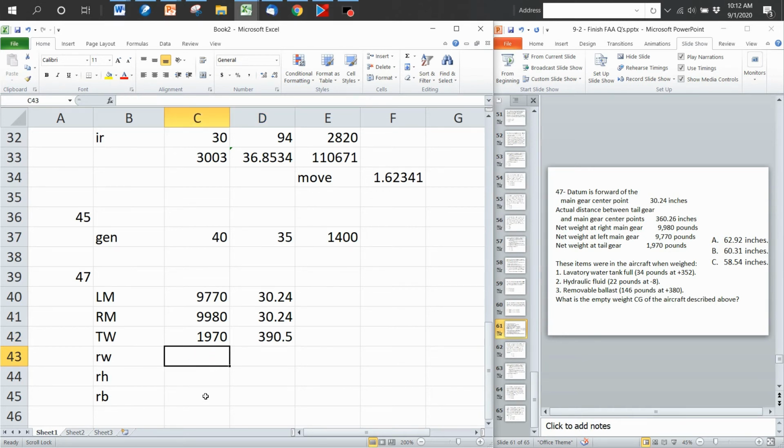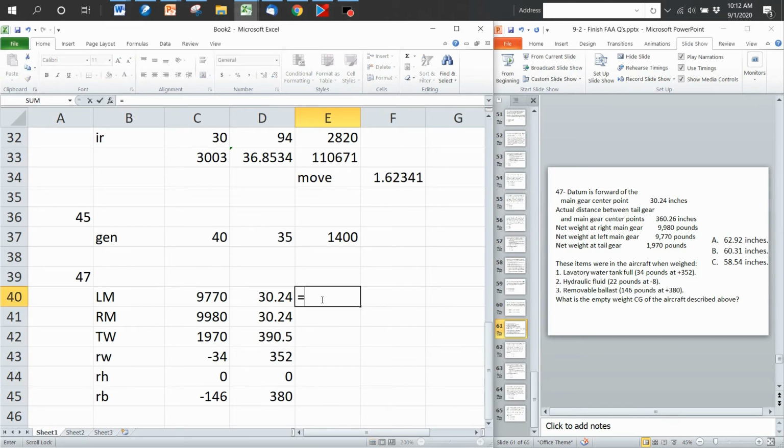All right. Remove the weight. Okay. Remove the water. We have minus 34 pounds of water, and it is located at 352 inches. This is a big girl we're working on. Removing the hydraulic fluid, but we're not really going to do it, so I'm zeroing it out. And removing the ballast, minus 146, and the ballast is way back there at 380 inches.